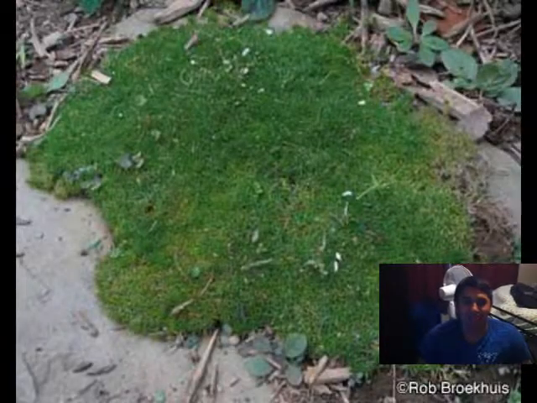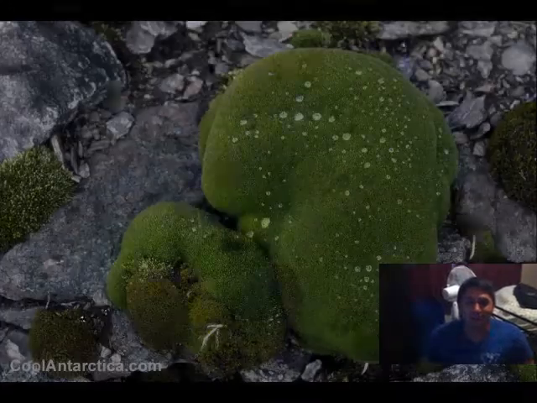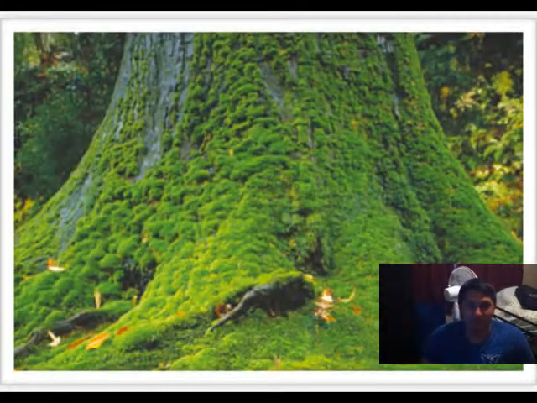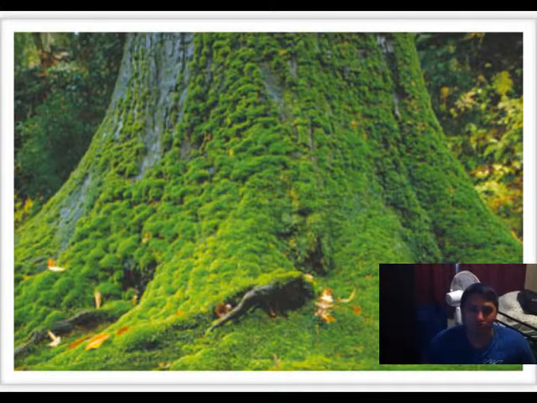Mosses. The mosses you see are actually clumps of haploid gametophytes growing close together. They have thin branches called rhizoids that penetrate the ground and act like roots.